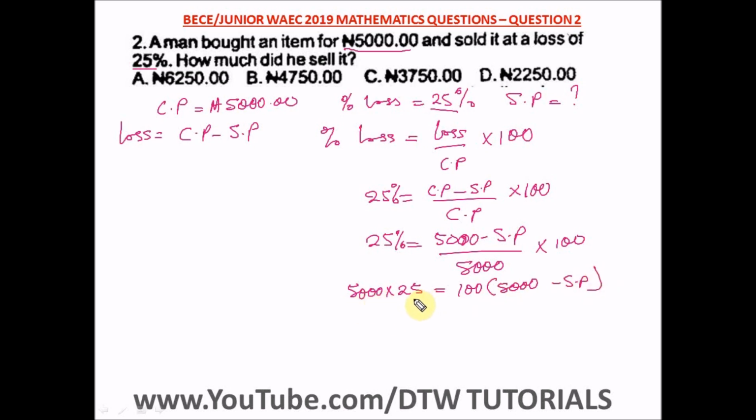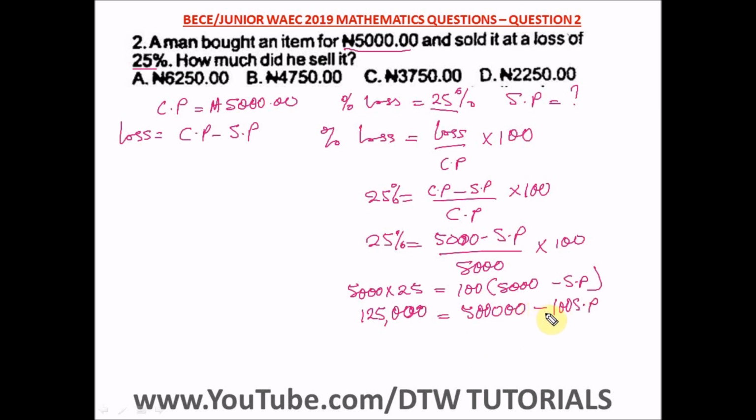So this times this, what would this give us? 5,000 times 25. Punch in your calculator, you're going to have 125,000. Okay, calculators are allowed in your exams. So here we have 100 times this, which will give us 500,000 minus 100 times SP. We have 100 SP.